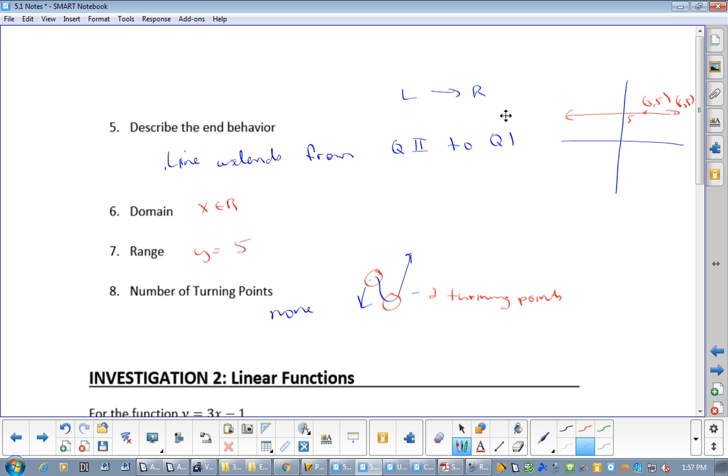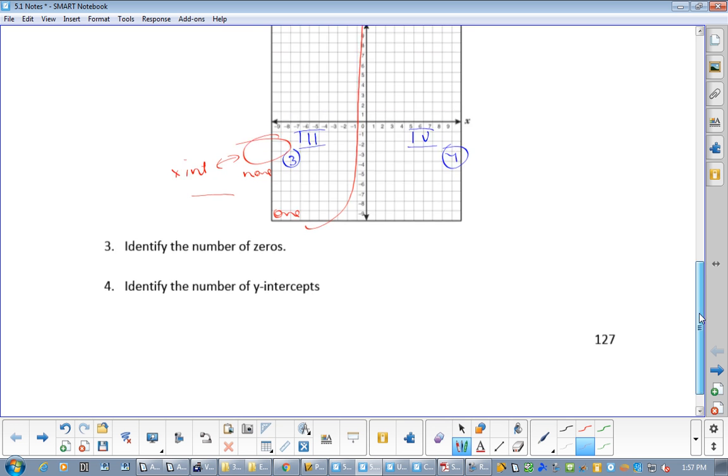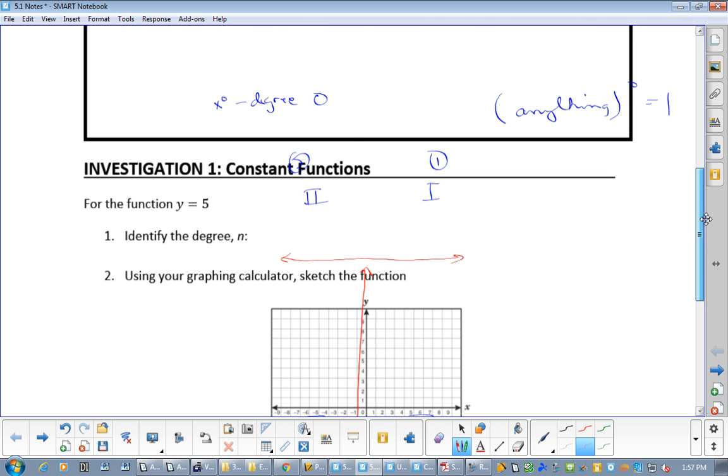Okay, so that is called, I didn't even talk about that, that is called a constant function. It's just a number. Y equals 3. Y equals 7. Y equals 21. That's just a constant function. That's what that is. And it'll always be a horizontal line, right?